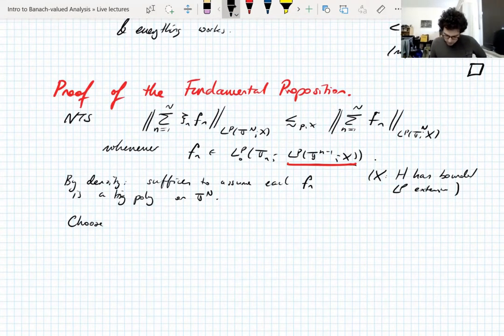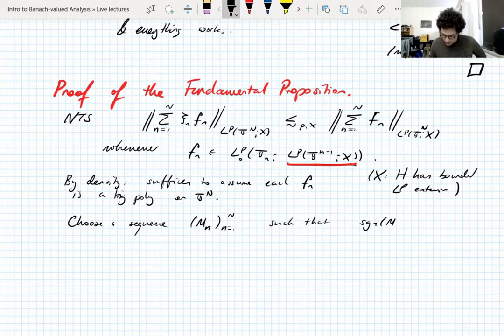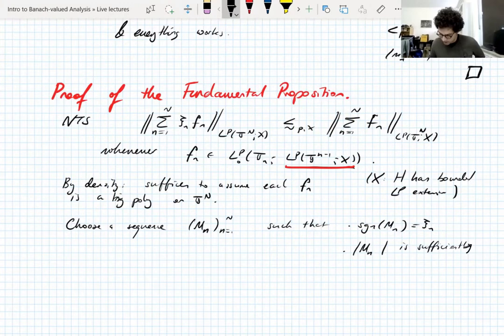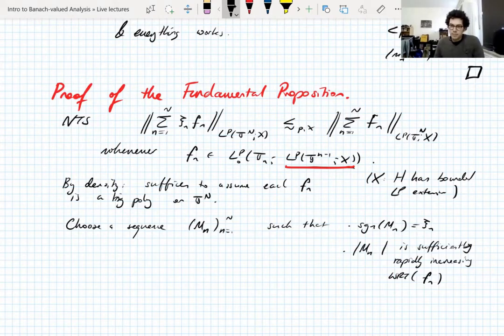So now you choose a sequence M sub n, capital M sub n, such that the sign of capital M sub n is xi n, where xi n is a sequence of signs, and such that the sequence of absolute values is sufficiently rapidly increasing with respect to the sequence F sub n, so that you can apply Bourgain's fundamental lemma. And this is the point Christoph was making here. You've got a finite sequence of trigonometric polynomials, and the degree of rapid increase that you need depends on that sequence. It definitely depends on that sequence.